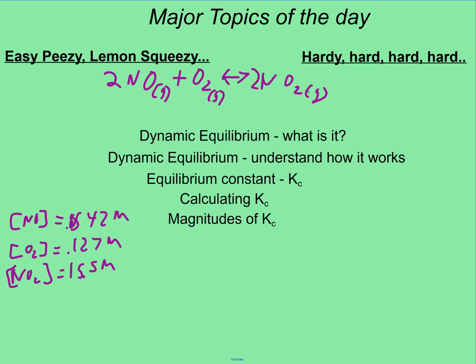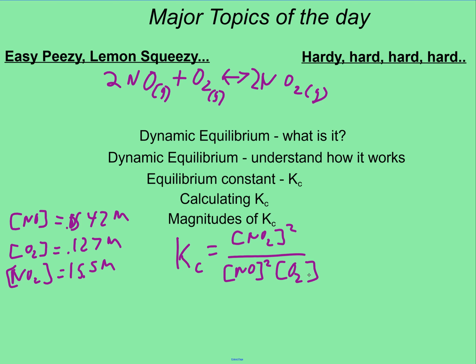So once again, these things are going and making these, but it's happening at the same rate at which those are breaking down into those. Equilibrium constant, you should be able to write an equation for it. So we're given a balanced chemical equation up here. So Kc is going to be equal to the products, the right side to the power, over the reactants, the left side to the power, and that's our equilibrium constant.